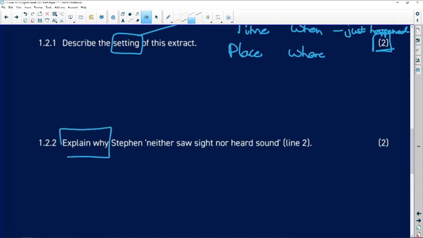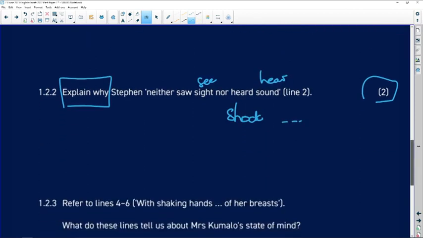Explain why. This is just an understanding of the text. There are 2 marks. He doesn't see anything. He doesn't hear anything. Why not? You're going to say he is incredibly shocked and then tell me why he is shocked or traumatized.